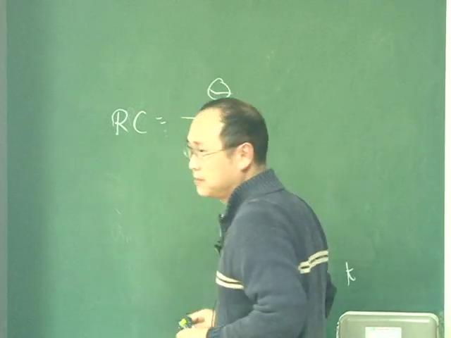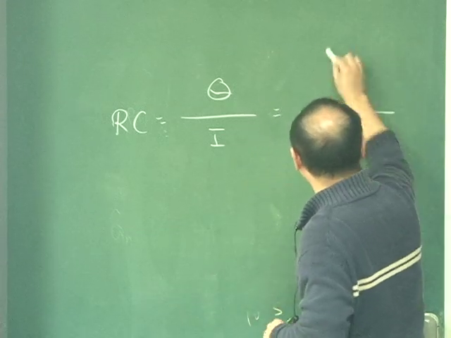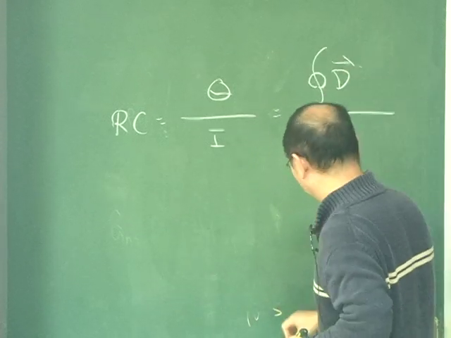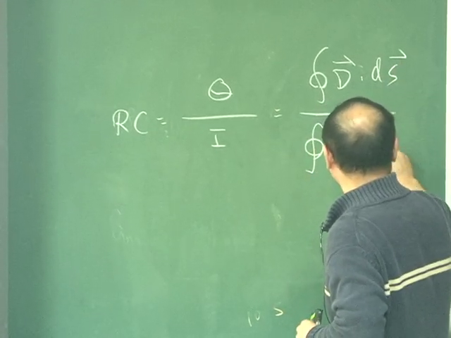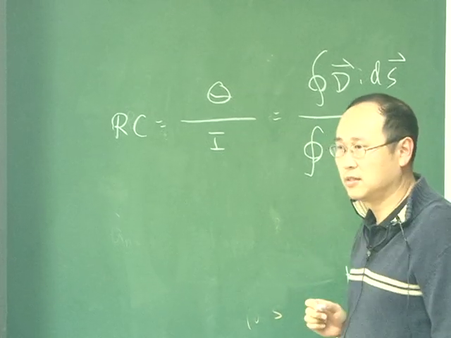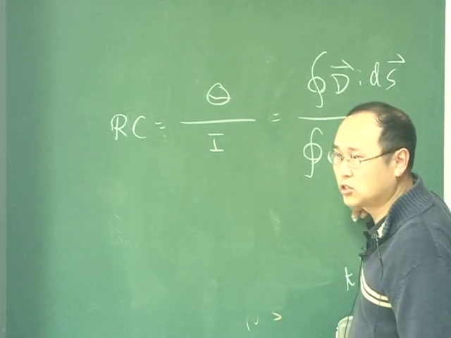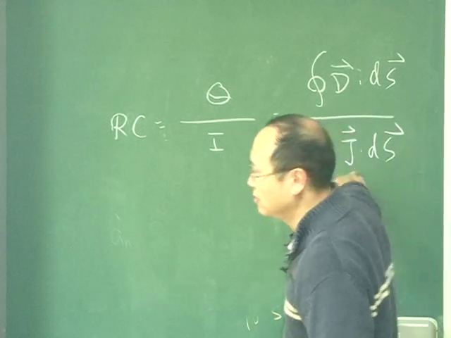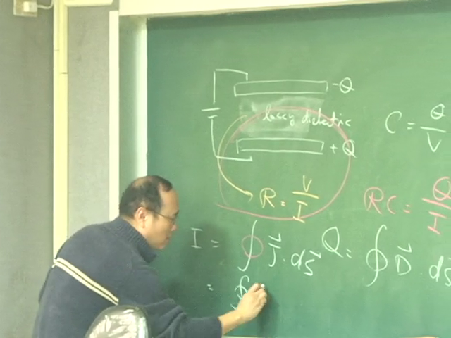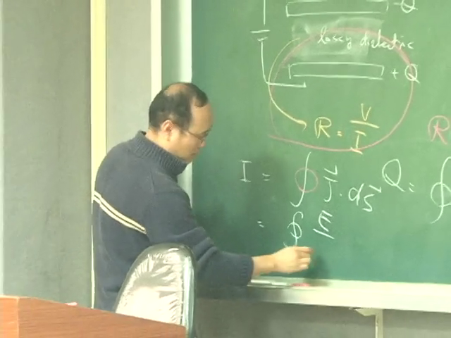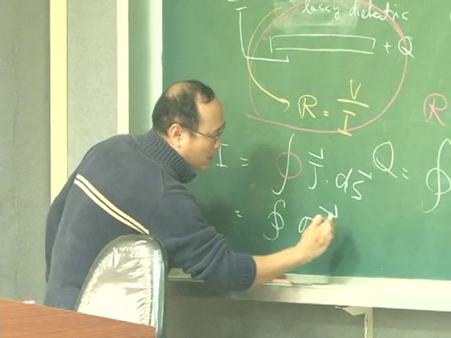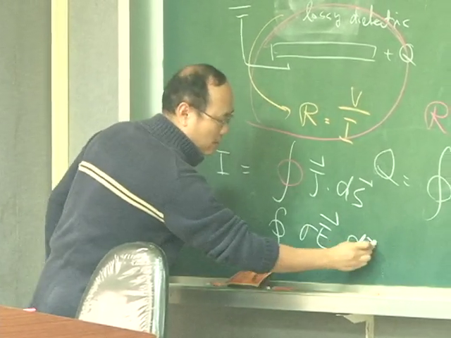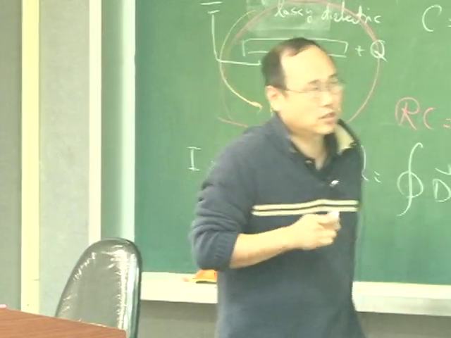Q over I, and this is equal to D dot ds, and this becomes J dot ds. But you also know that this J is equal to, I can continue to write this into conductivity multiplied with E dot ds. Right? So let's continue to write it.